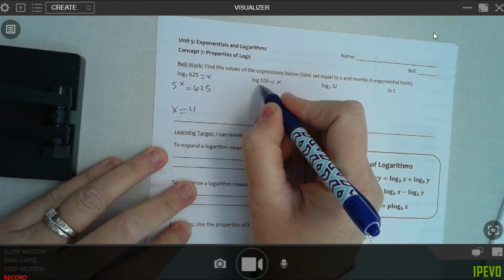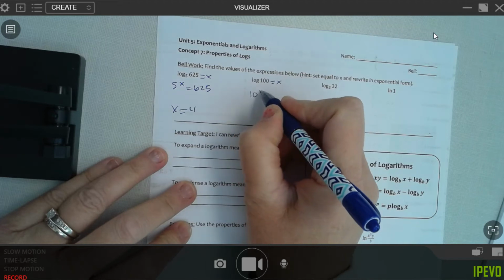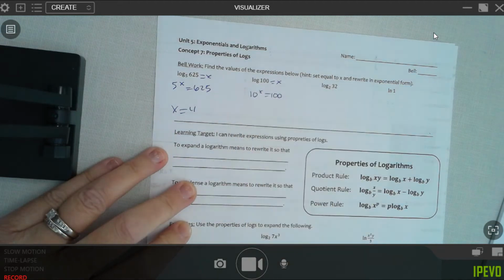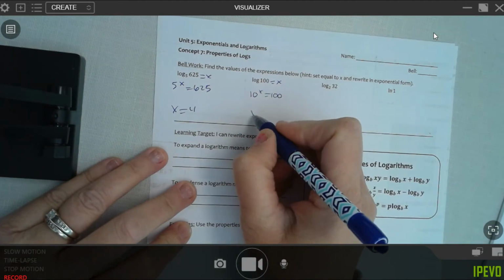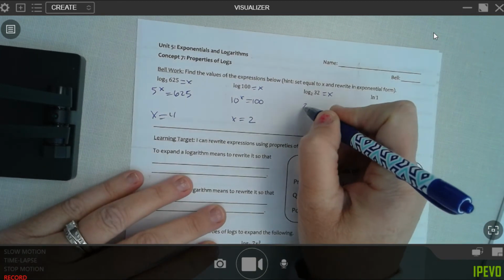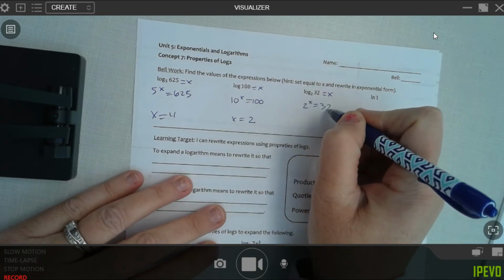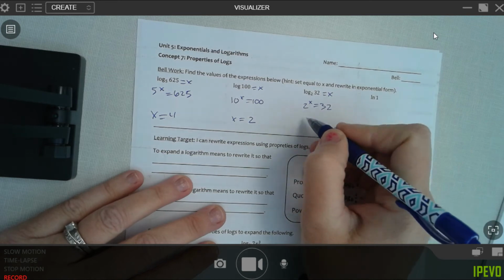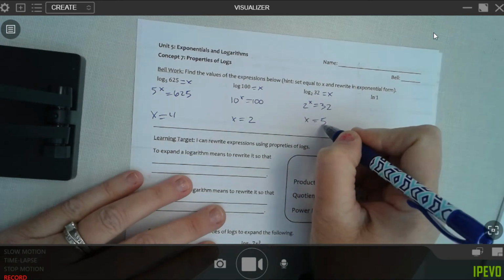Remember, when nothing's written here, there's an imaginary 10. So 10 to the x equals 100. And so 10 squared would give you 100. So we write this 2 to the x equals 32. So that tells me that x equals 5.